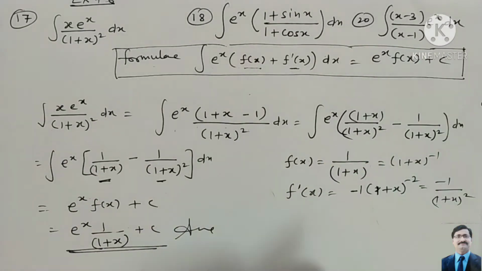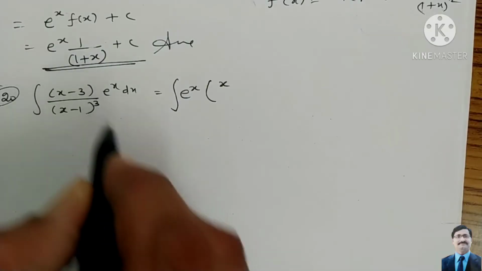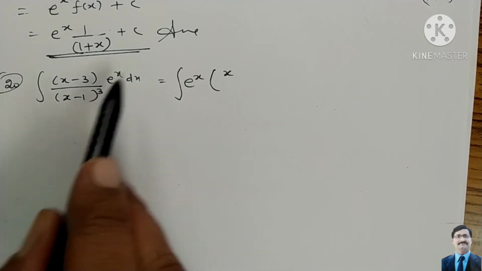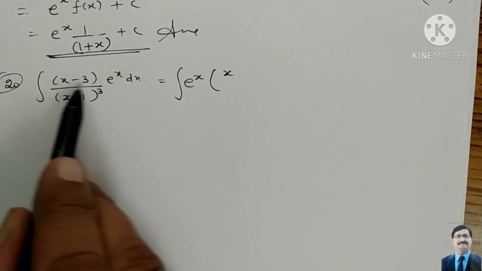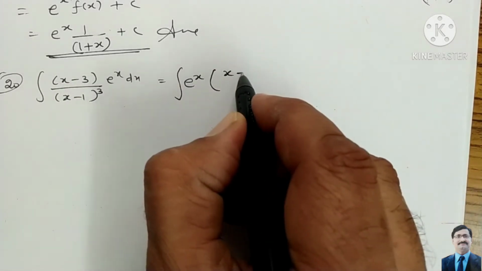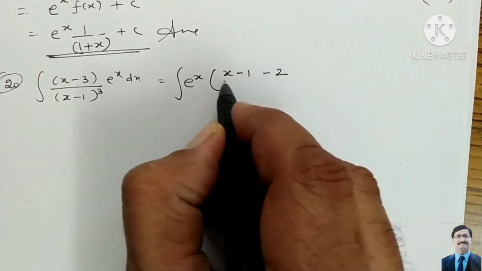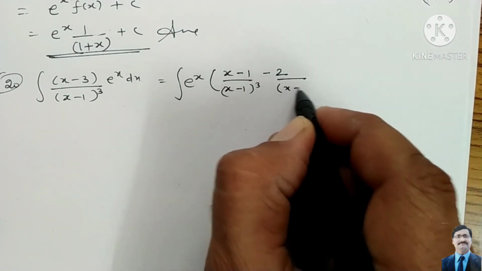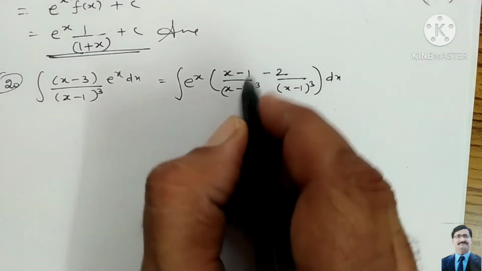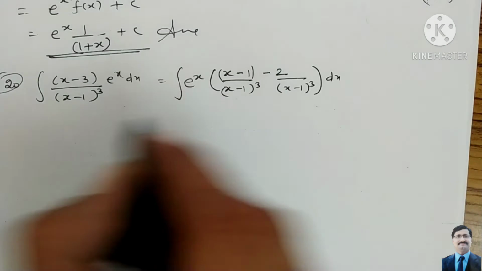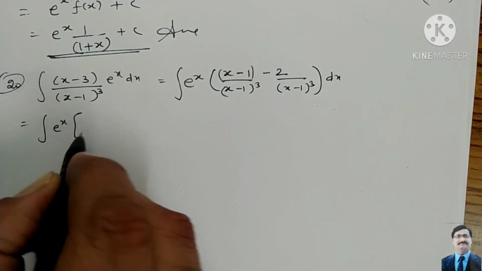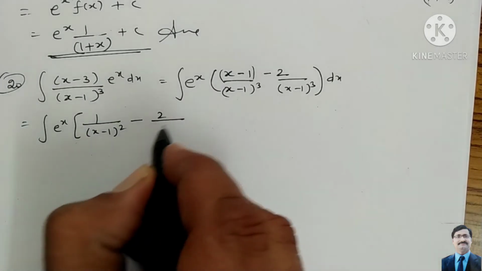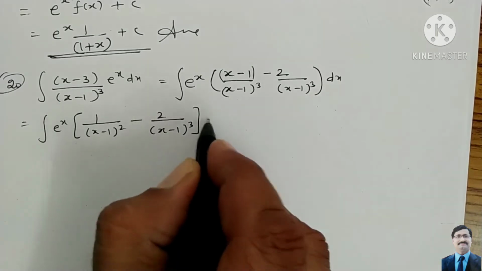Now imagine we do the next question, question number 3, actually the question is the integral of (x - 3)/(x - 1)^3 e^x dx. So we separate this x - 3 into x - 1 and minus 2, and we separate the denominators, both over (x - 1)^3. And look here, one term cancels, so we will get the integral of e^x [1/(x - 1)^2 - 2/(x - 1)^3] dx.